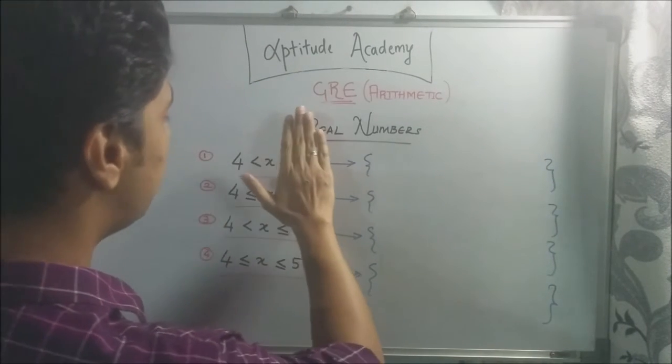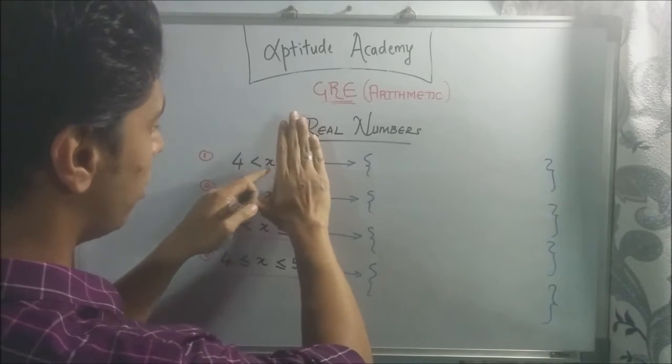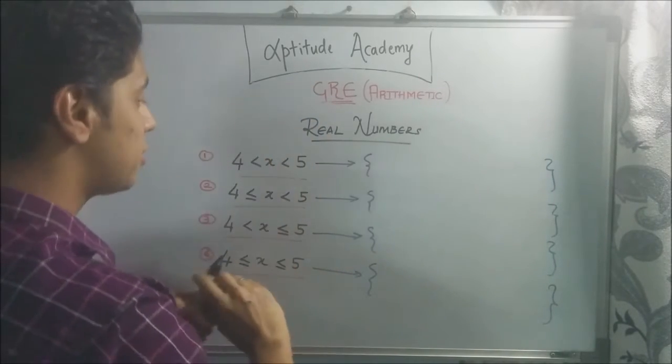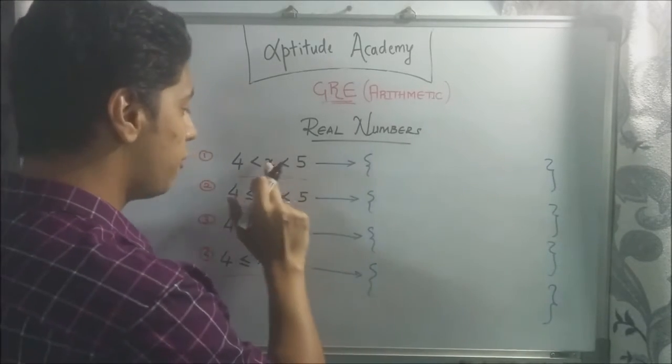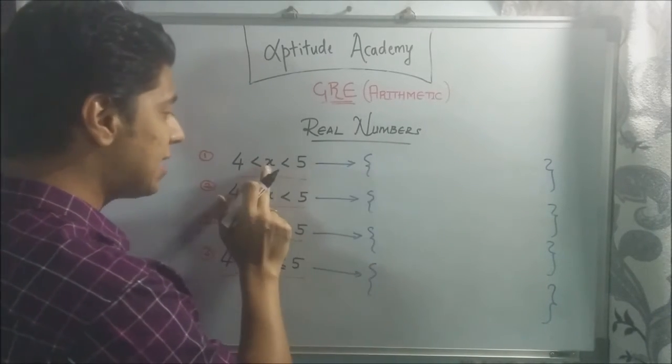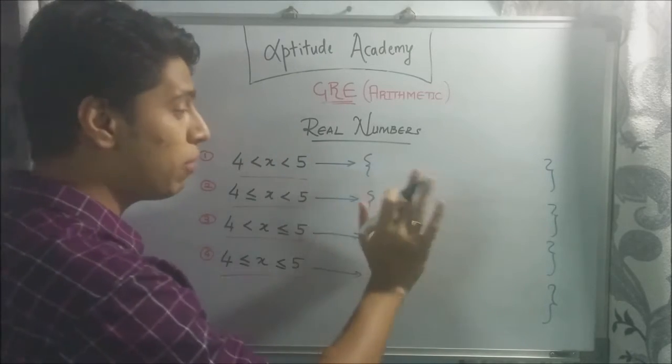So, how you read this is, first you cover this. X is greater than 4 but it is less than 5. So, what you're going to do is, when you write the first number and the last number, you've got to be extra careful. So, your first number is x, right? X says that it is greater than 4, so it cannot be 4.